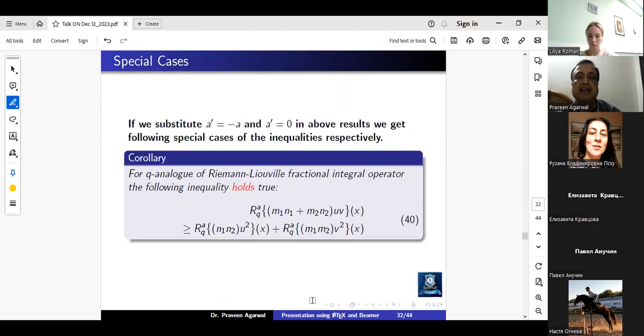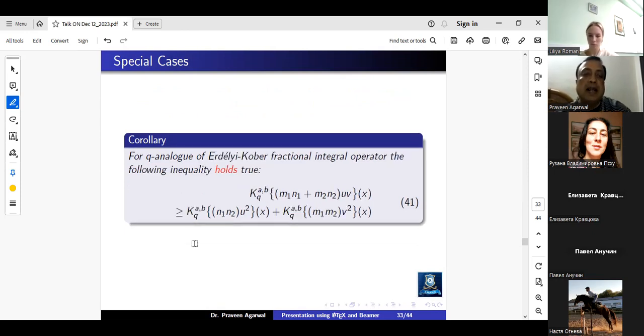In the same way, if we substitute a dash equal to minus a and a dash equal to 0, then the above result gives us the q-analog of the Riemann-Liouville fractional integral operator and the q-analog of the Erdélyi-Kober fractional integral operator.